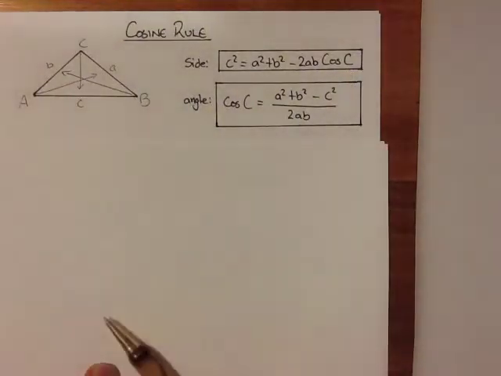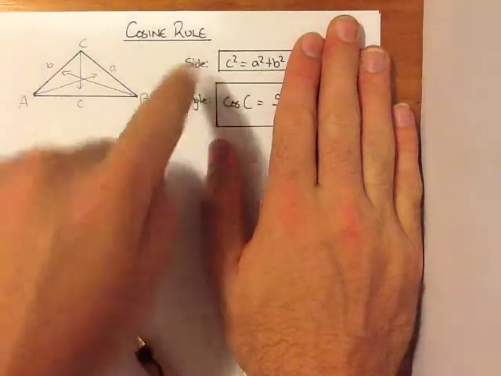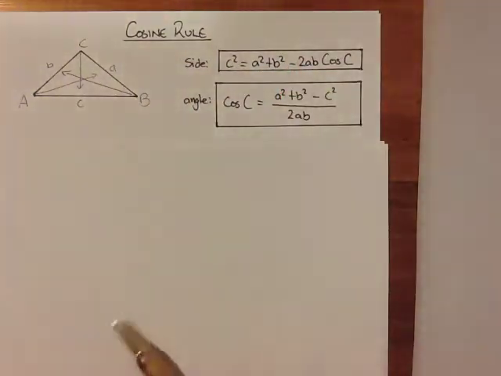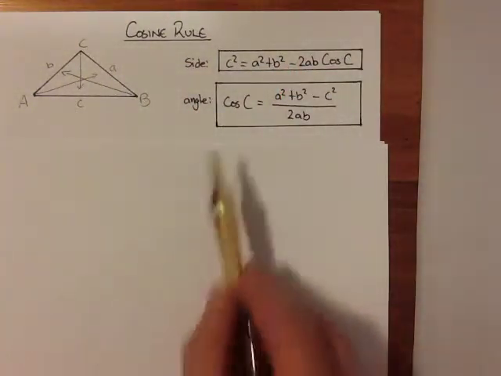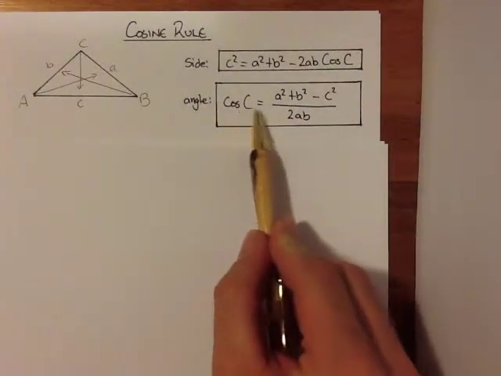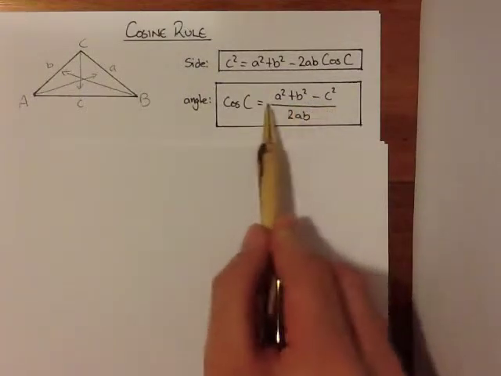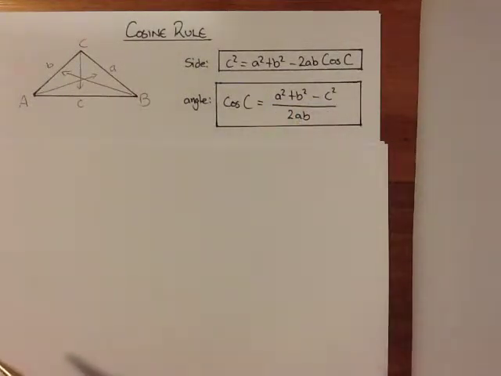If we have a look at this rule closely, we can see that this rule is just an extension of Pythagoras' theorem. When we're asked to find an angle, we can rearrange the side formula to get the rule cos C is equal to a squared plus b squared minus c squared all over 2ab.